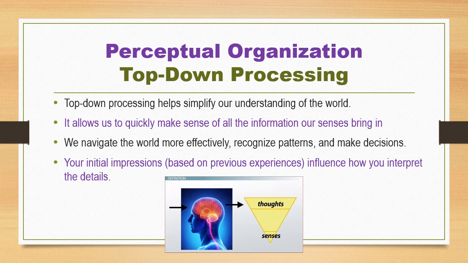It allows us to make sense of the information very quickly. We navigate the world more effectively. We can see patterns really quickly. We make decisions much quicker. And your initial impressions are usually based on previous experiences, and they will influence how you interpret the details. So, whatever your senses are bringing to you, top down processing says the brain and the thoughts are going to be the ones that interpret all of that.